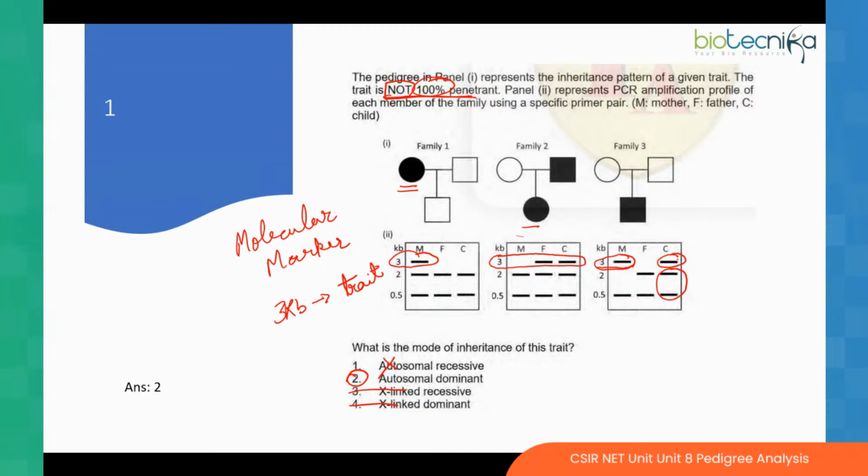Okay, so this was the catch here. Without analyzing the molecular data, if you looked directly at family 3, you would automatically say that it is autosomal recessive, right? Because the parents are not affected, but the child is affected. But when you analyze the molecular data, you see that even though phenotypically the mother is not showing the phenotype, the mother has the causative allele. And this is also supported by the information given in the question that the trait is not 100% penetrant. Okay, so the answer will be autosomal dominant.